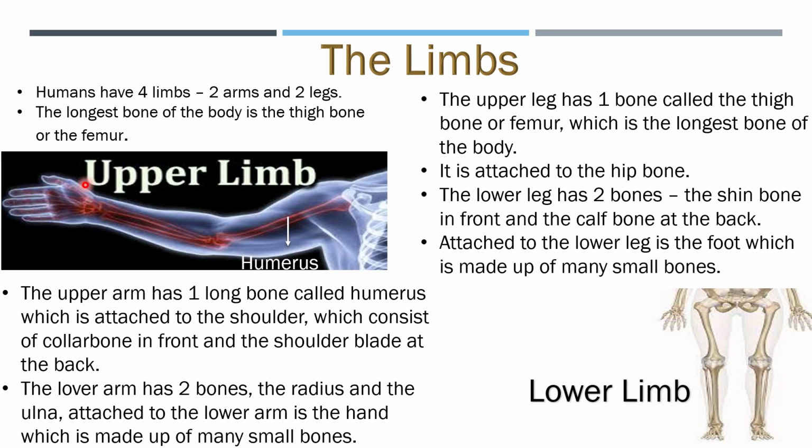Now let's have a look in this image. As we can see, there are 2 bones. The thicker one is our radius and the thinner one is our ulna.